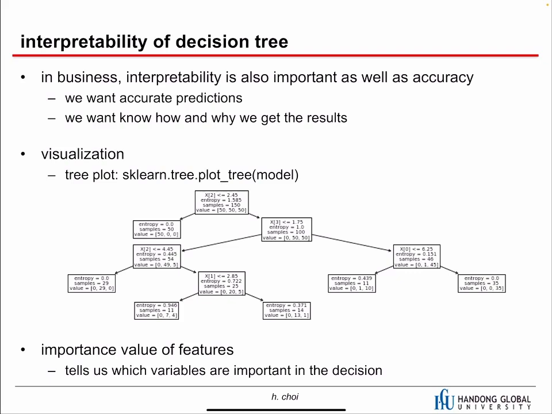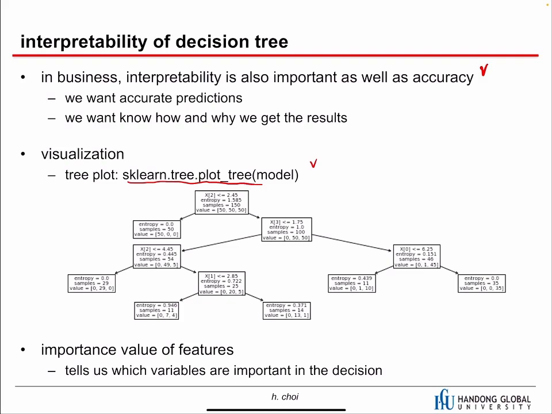Okay, so people love a decision tree because it is interpretable. As I said, in business or in medical area, the interpretability is also important, as well as accuracy. And we can visualize the tree with the sklearn tree plot_tree. Okay, then you can see this kind of nice figure.